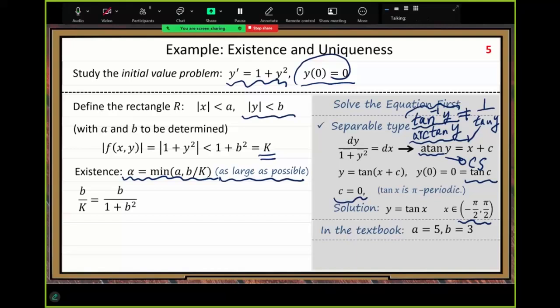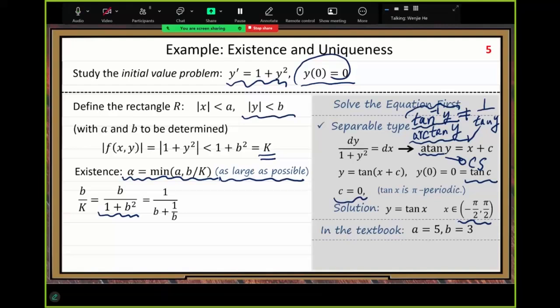Now we want to look at whether it is possible to find the maximum value of this expression, b over 1 plus b squared. Its maximum value. Here, let's convert it. If we divide by b in both the numerator and the denominator, we get 1 over b plus 1 over b.